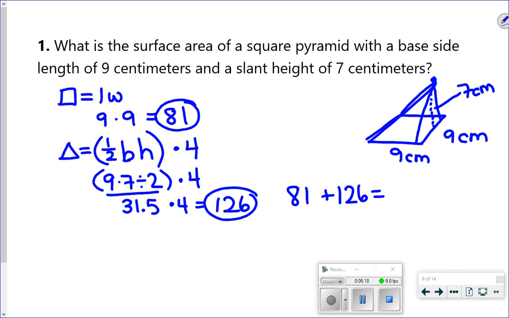All right, and then let's see. When I add those together, I get 207 centimeters squared. And that's my surface area for that square pyramid.